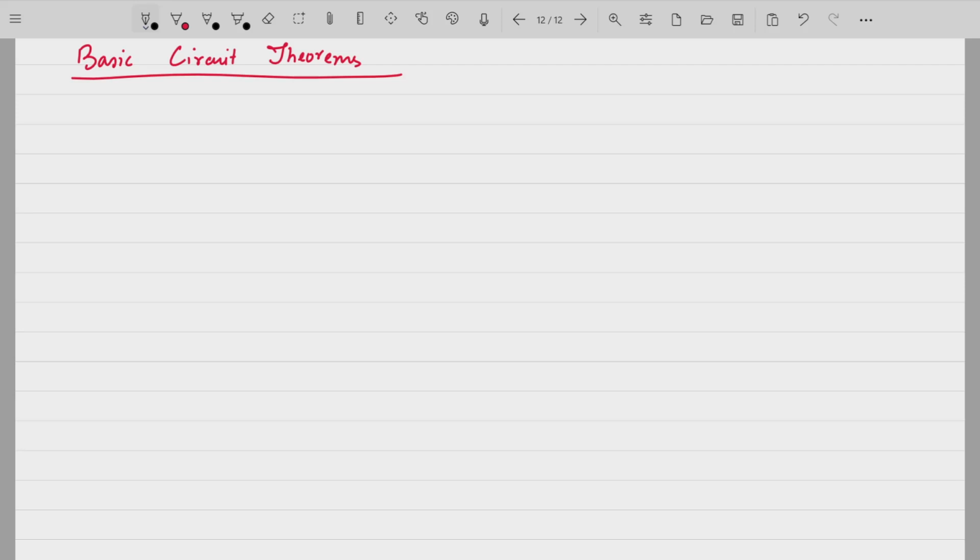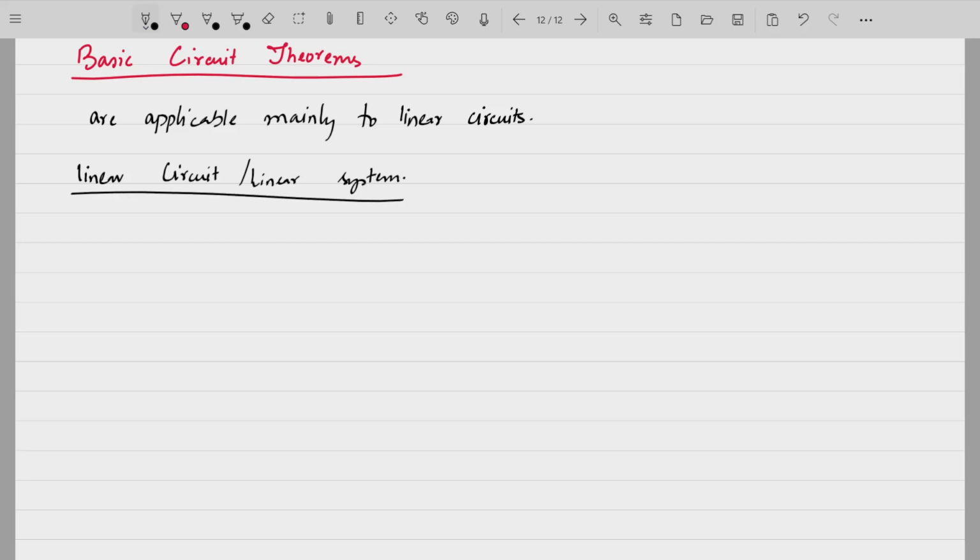But before that, we need to understand that these theorems are applicable mainly to linear circuits only. So we need to first of all define what is a linear circuit, or a linear system in general. One way of defining a linear system or a linear circuit is where input and output have a direct relationship.